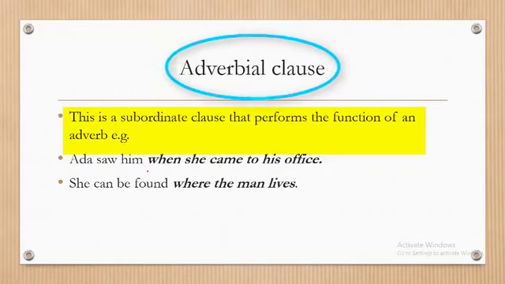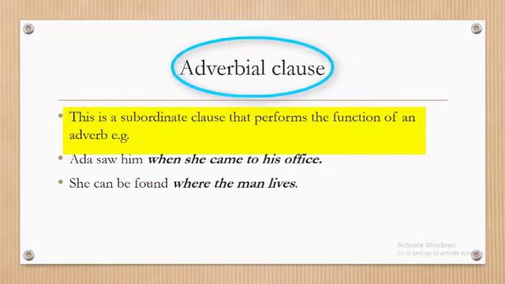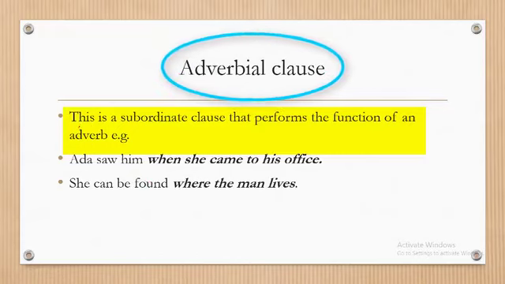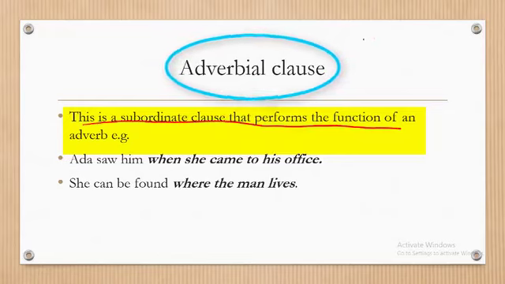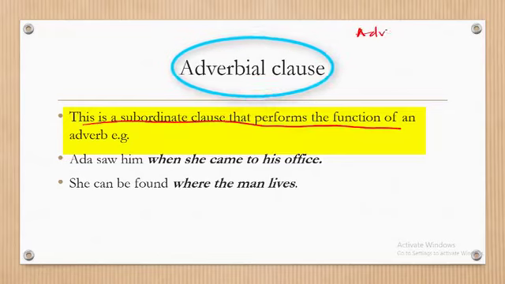So let's move on to what you call the adverbial clause. An adverbial clause, like we said, is a type of subordinate clause that behaves like an adverb. And what do adverbs do? Adverbs modify verbs. Adverbs modify adjectives. And adverbs modify other adverbs.